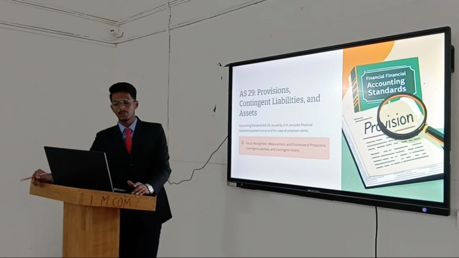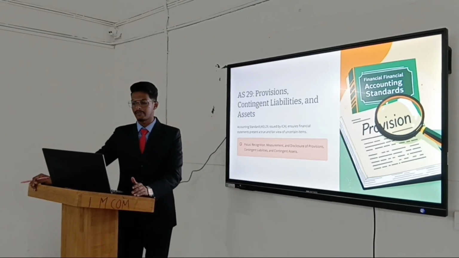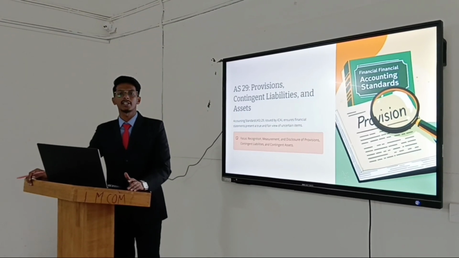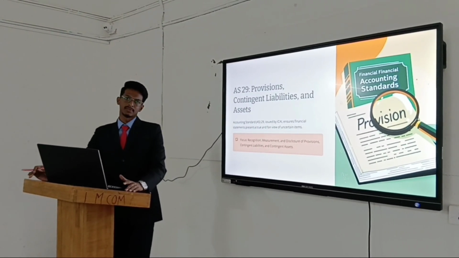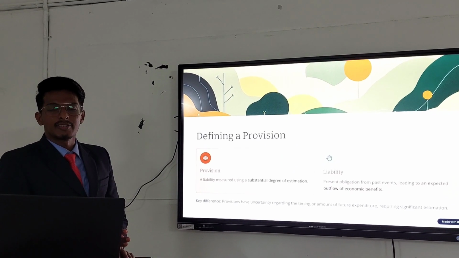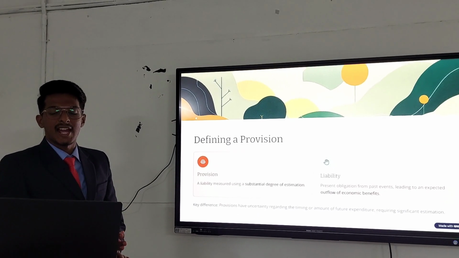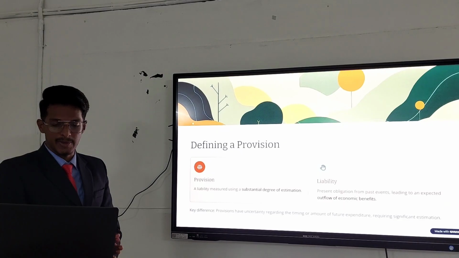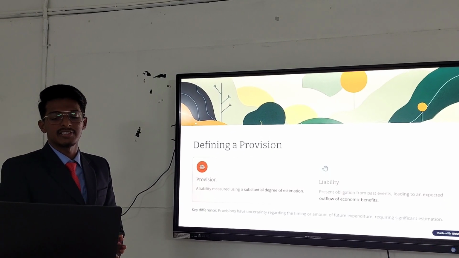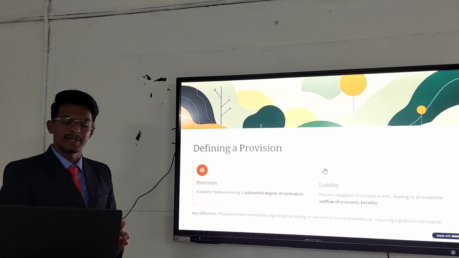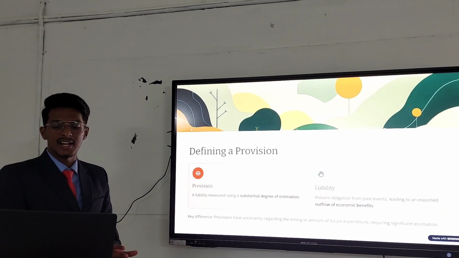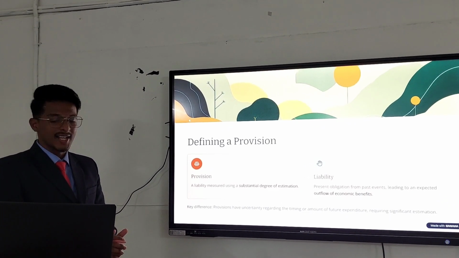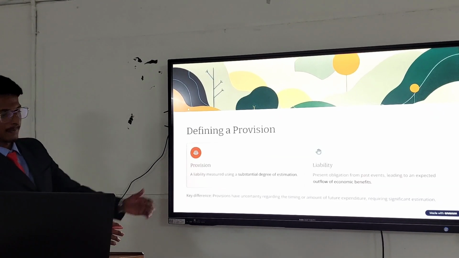This standard aims to ensure that financial statements present a true and fair view of an entity's financial position concerning its uncertain items. Now let's see the definition of provision under AS29. A provision is a liability which can be measured only by using a substantial degree of estimation. The key characteristic distinguishing a provision from other liabilities like trade payables or accruals is the uncertainty regarding the timing or amount of the future expenditure required for settlement, necessitating significant estimation.